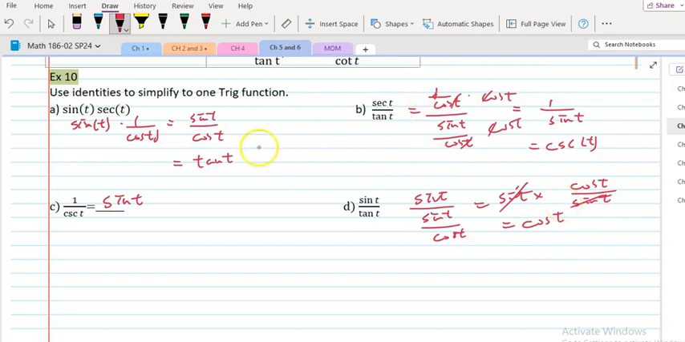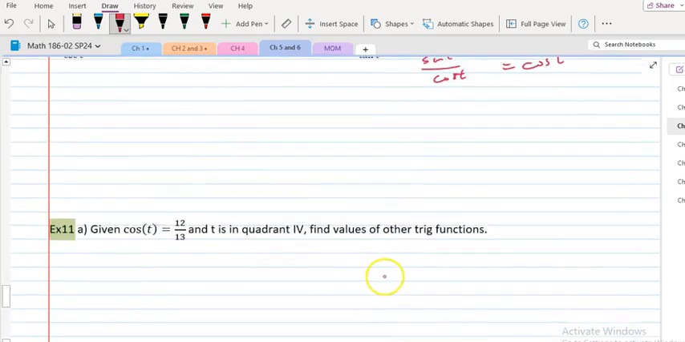So you can see when you multiply trig functions together, a common practice would be to change them to sine over cosine. You can simplify into a simpler, single trig function.